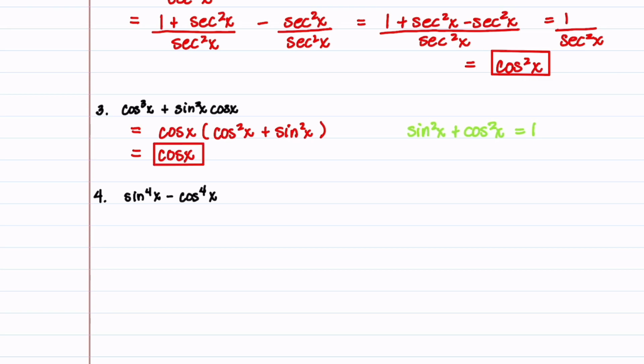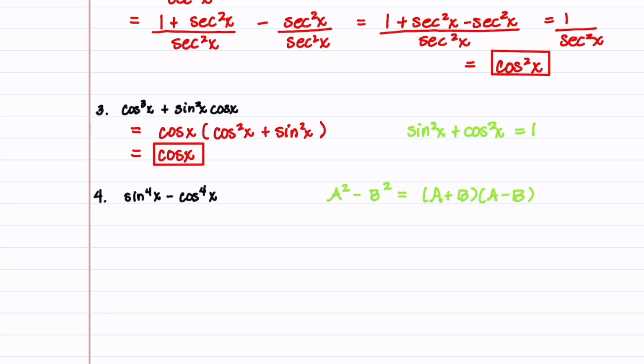In example 4, we're going to need to use factoring. This one is a pretty difficult example. We'll start by noticing that it's a difference of squares. Let's write down what a squared minus b squared equals. We have a squared minus b squared, and that's equal to a plus b times a minus b.